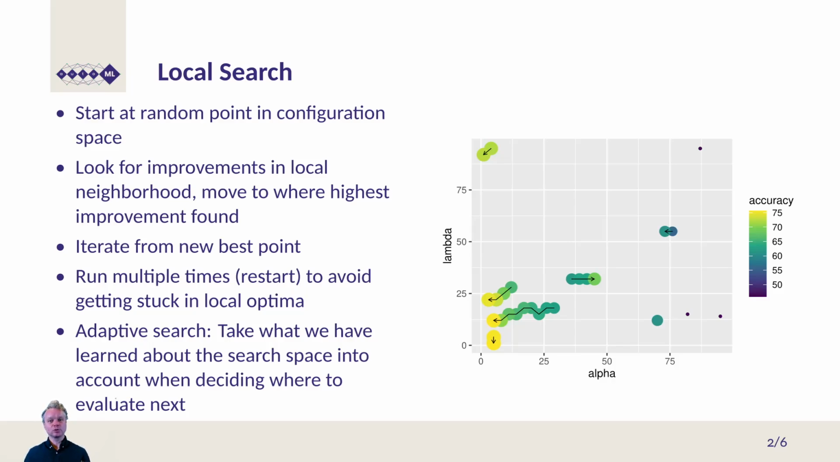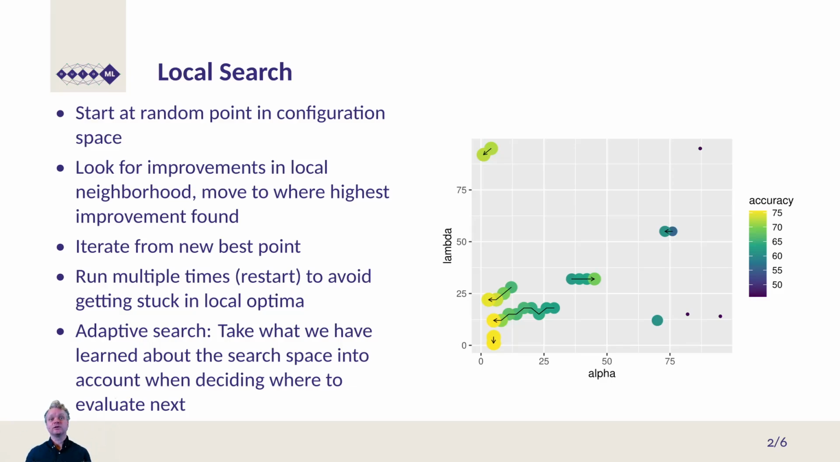We can run this multiple times, as in we can restart in multiple different places. We can take multiple random samples to avoid getting stuck in local optima. And this is what's known as an adaptive search, because we take what we have learned about the search space and the configuration space into account when deciding where to evaluate next.